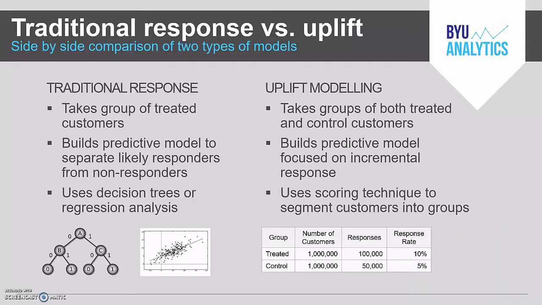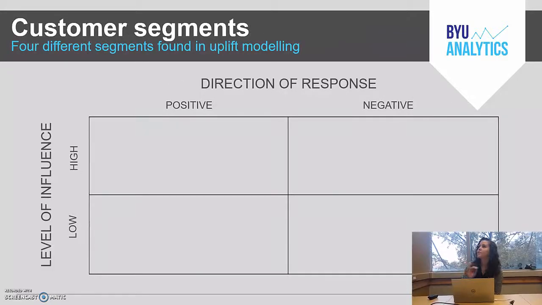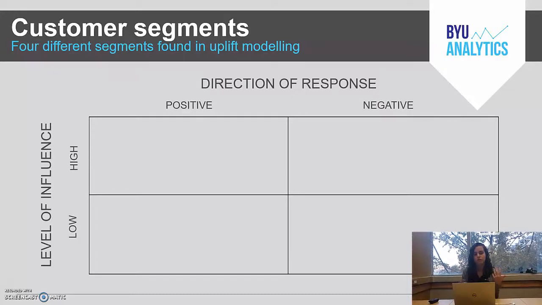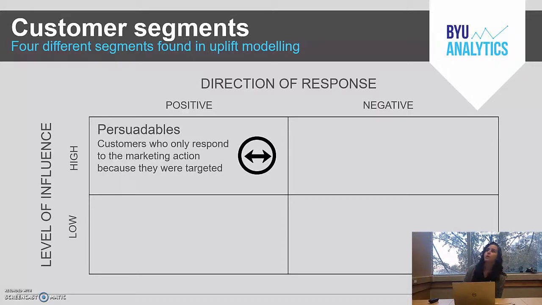And this is an example of scoring. So you look at the treated group, they have a 10% response rate. The control group has 5%, so the uplift is actually measured in the difference between the treated and control group. So these are the 4 different segments that you separate the respondents into. And it's measured both on a scale of the direction of the response, whether it's more positive or negative, and also the level of influence you have over them, whether they actually can be influenced or whether it's just no use.